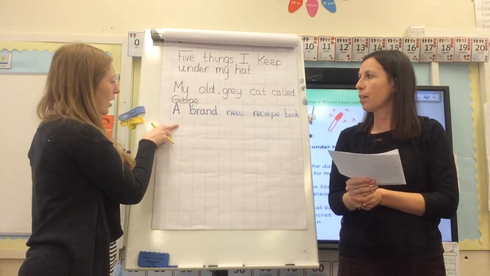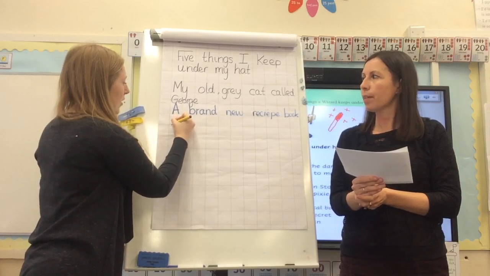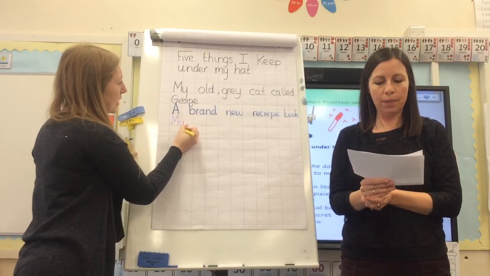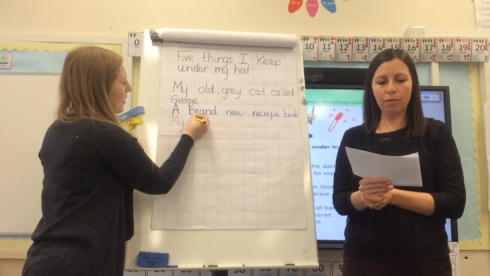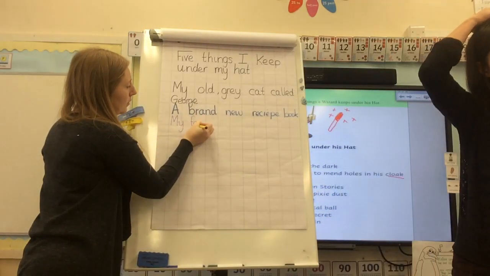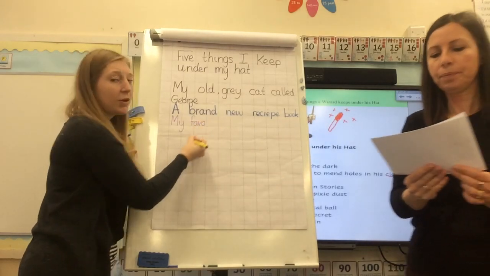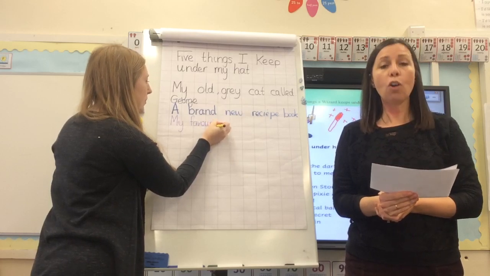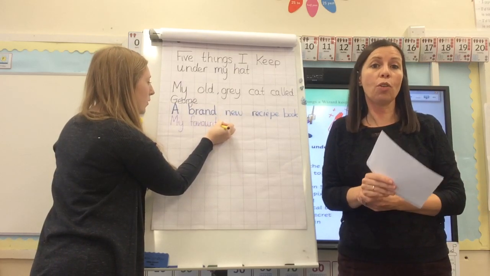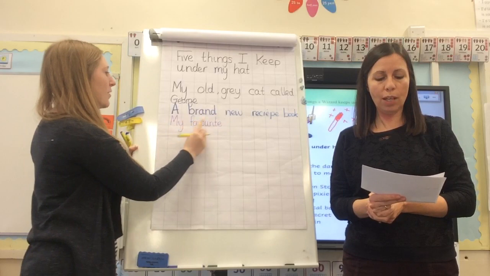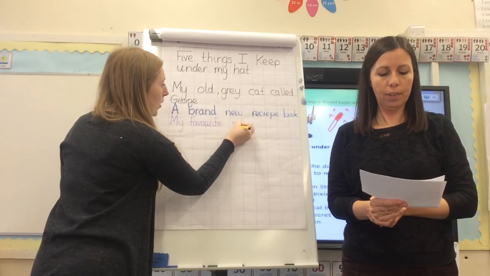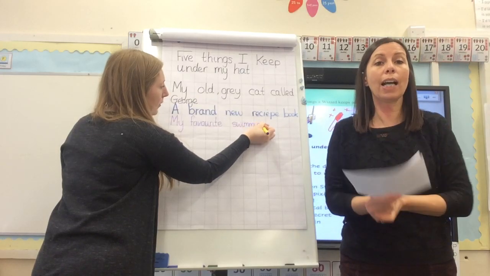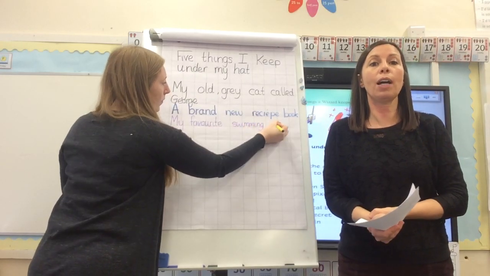So, a new line for your new idea. 5 things I keep under my hat. My favourite swimming costume. I wonder if you have a piece of clothing that's your favourite, you might like to put on. Or if you have a hobby that you really enjoy and you need some things to go and do that hobby. If you have certain clothes, maybe you go horse riding, you might want to put your horse riding hat or your jodhpurs under your hat.